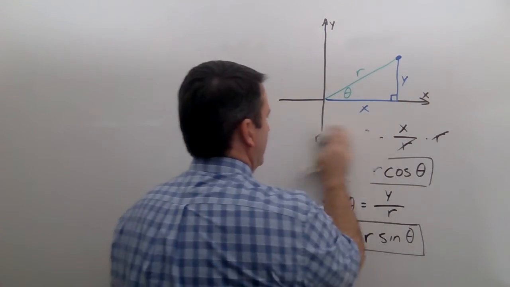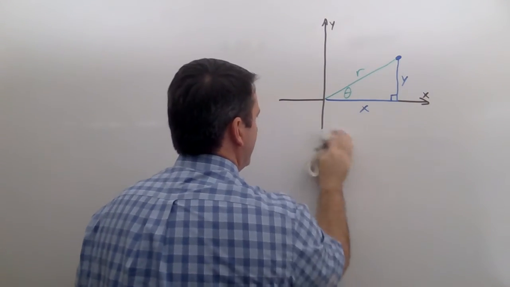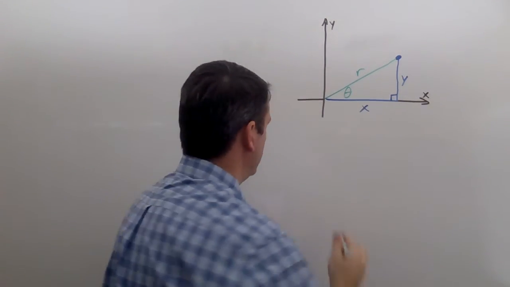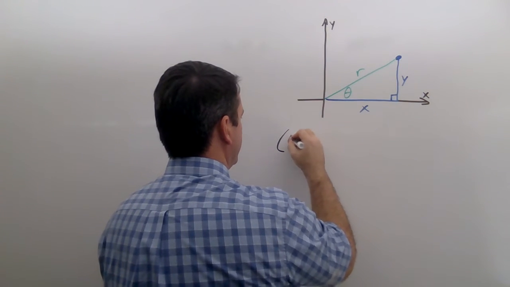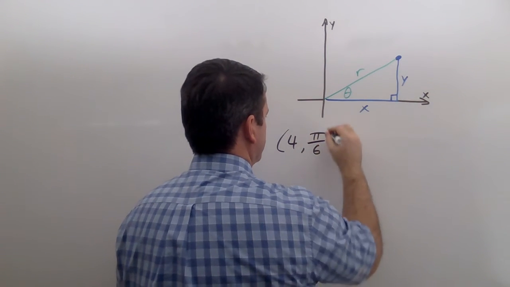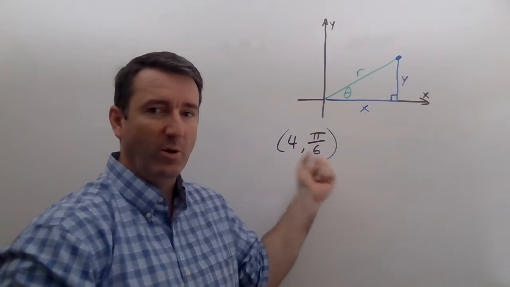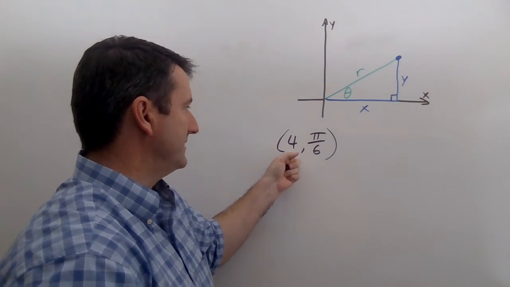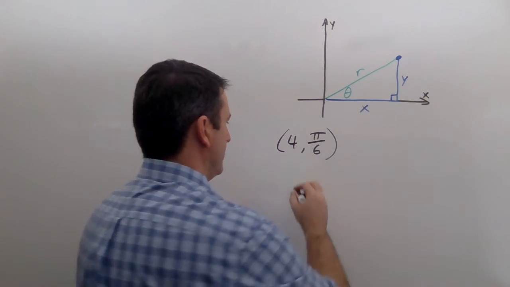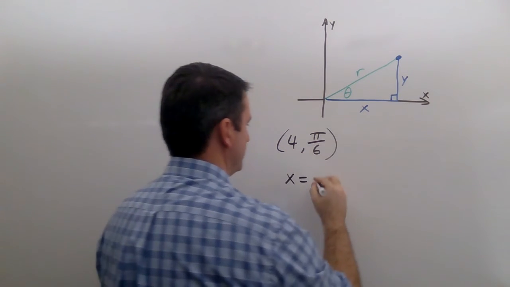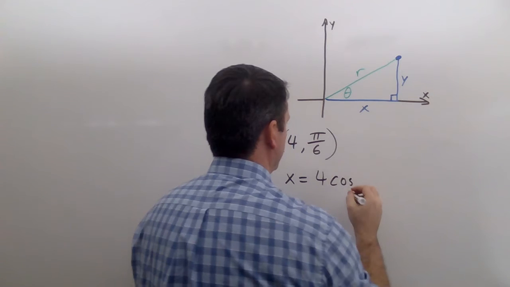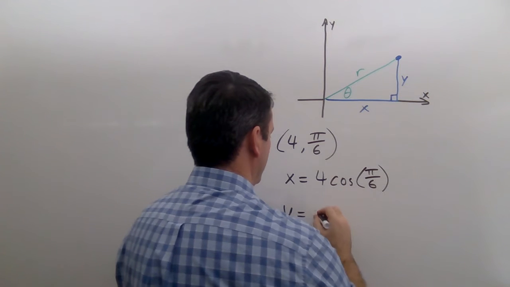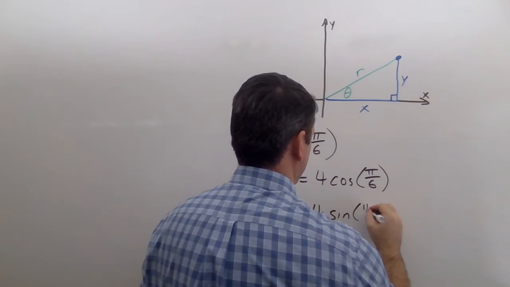So let's do an example here. Let's say that our point is (4, pi over 6). That's our point in polar coordinates. We want to convert this into rectangular coordinates. Well, the r is 4 and the theta is pi over 6. So x is going to be equal to r, which is 4, times the cosine of pi over 6. And y is going to be equal to 4 times the sine of pi over 6.